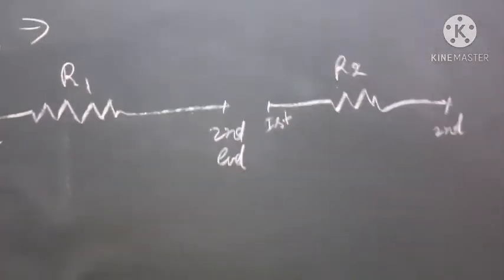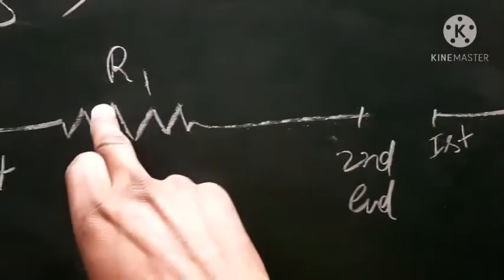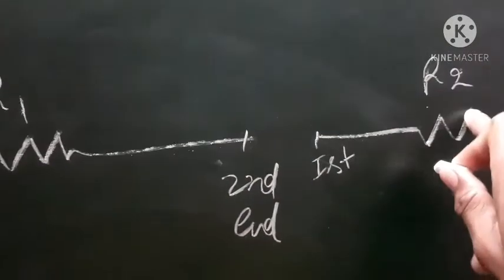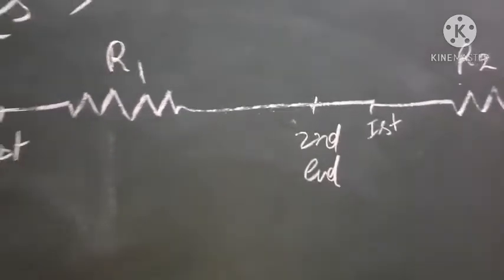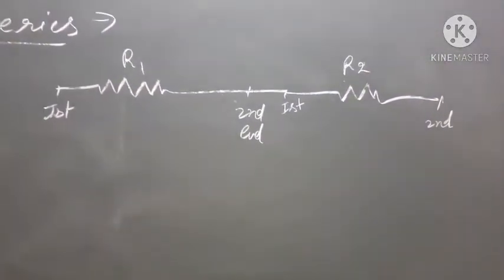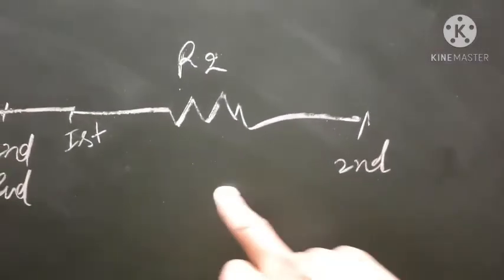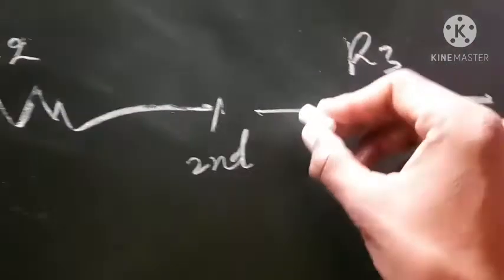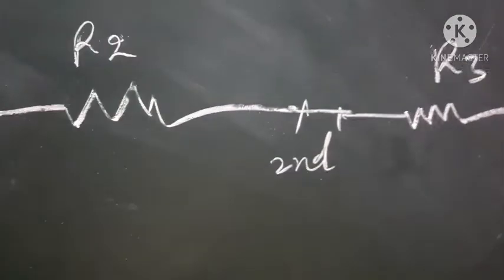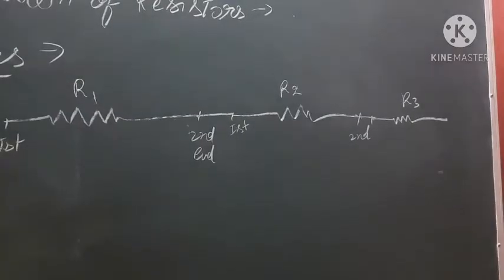So now resistors are said to be connected in series when the second end of R1 is attached with the first end of R2. That means when these ends are attached, R1 and R2 are said to be in series. And in the same manner, the second end of R2 is attached with the first end of R3. So now R2 and R3 are also in series. So now we can say that R1, R2 and R3 are in series combination.